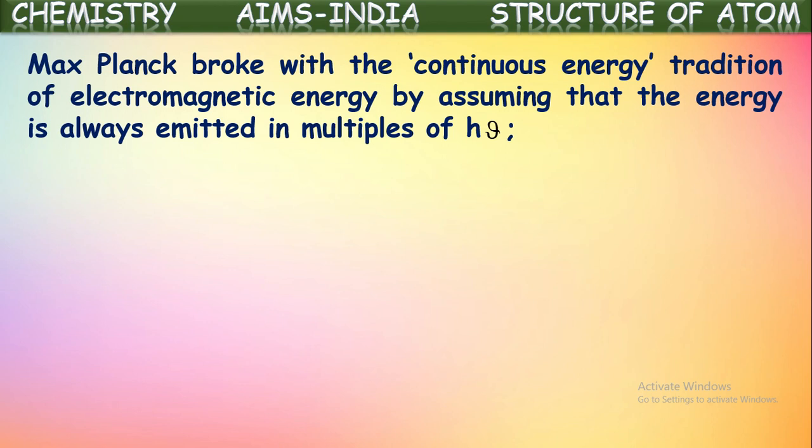Max Planck broke with the continuous energy tradition of electromagnetic energy by assuming that energy is always emitted in multiples of h nu. Until before him, all scientists had assumed that energy is continuous. So the energy emitted by the particles was thought to be continuous. But Max Planck broke this tradition.